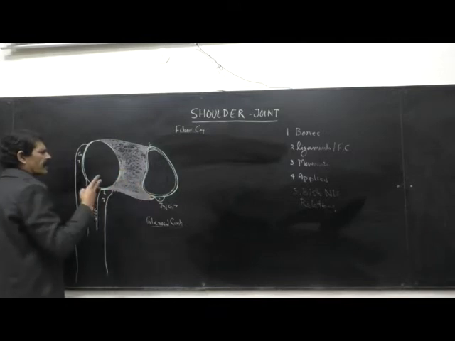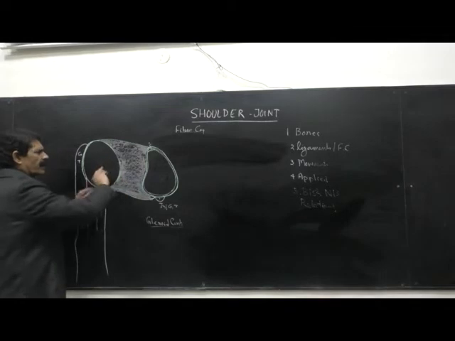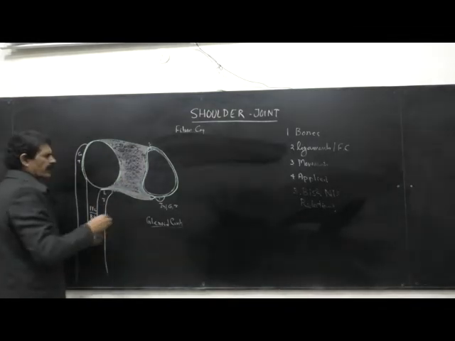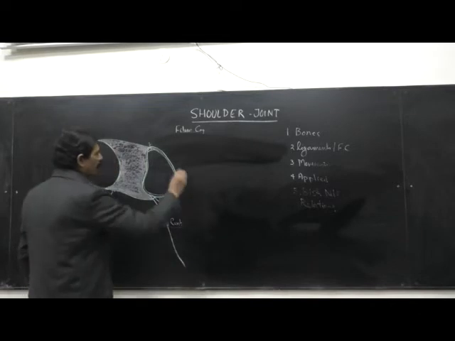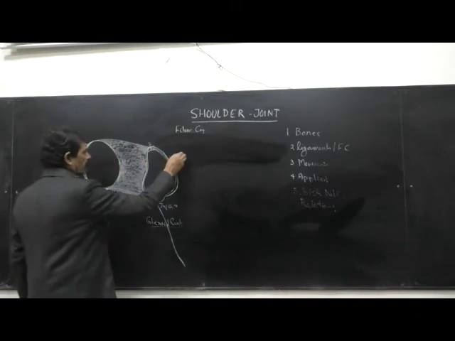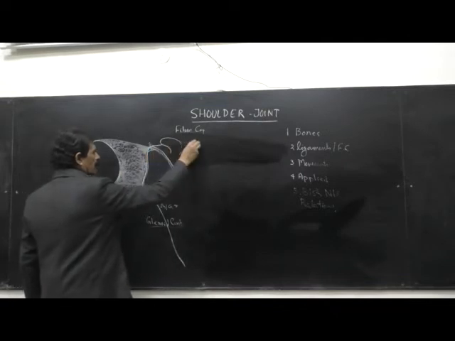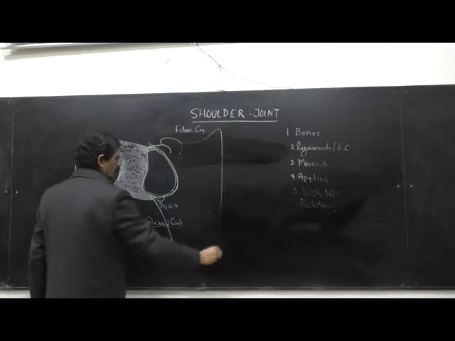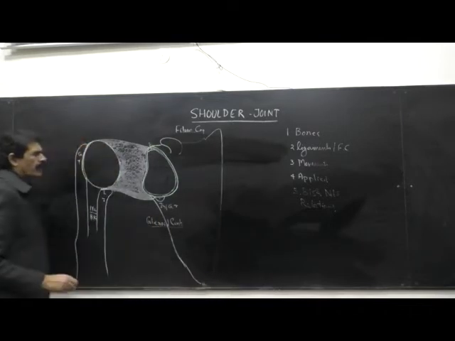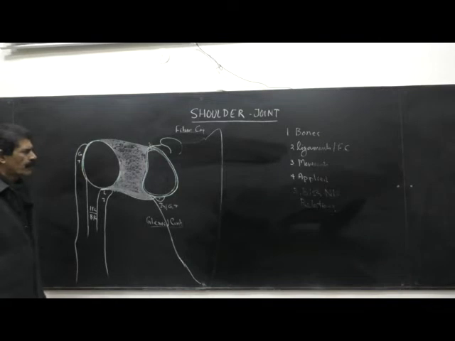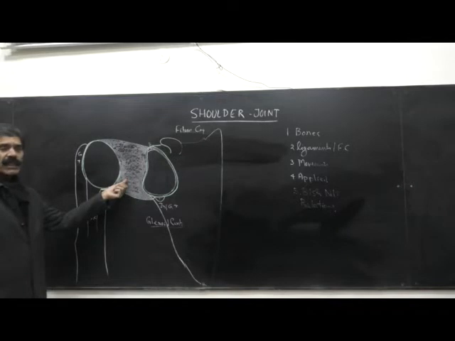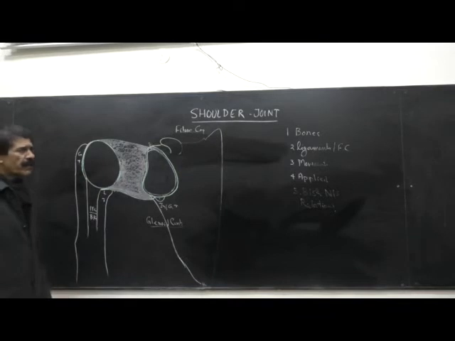So here we have cut the fibrous capsule from the anterior and separated the scapula from the front side, so we see the inside story. The inside of the fibrous capsule is shining, glistening and smooth because of the synovial membrane, which produces the synovial fluid. So that is how it is attached.